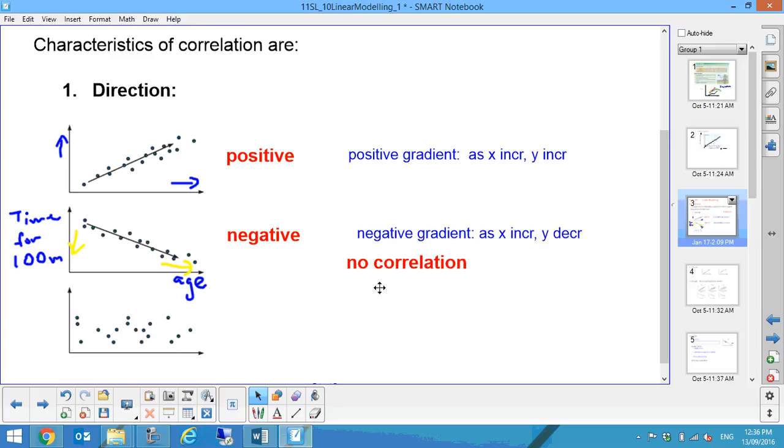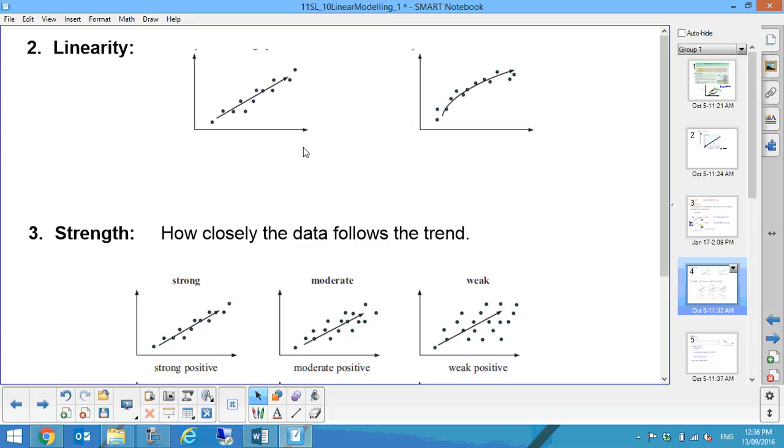And this one has no correlation. There's no way we can draw any straight line through there for it to make sense. Another term we use to describe it is linearity. So here's two that both have a positive correlation. They're both positive. As x increases, y is increasing.